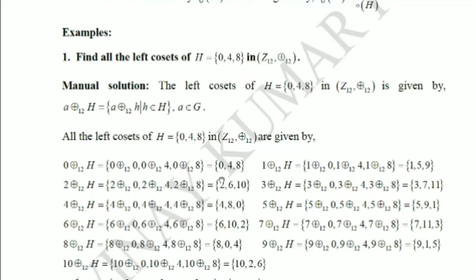But see, the left coset 0 plus H, which contains elements 0, 4, 8, is the same as the left coset 4 plus H, which contains 0, 4, 8 only, but the order is changed. These two are one and the same, which is the same as the left coset 8 addition modulo 12 H, which is 8, 0, 4. So these three are one and the same.